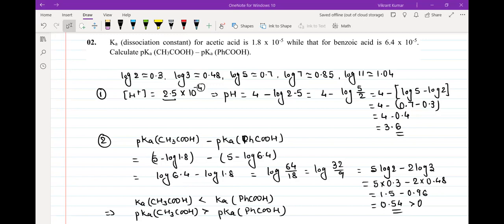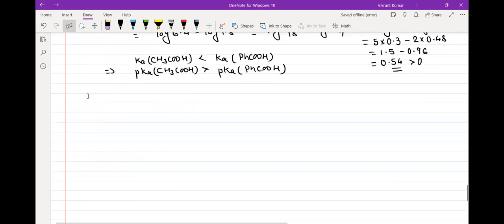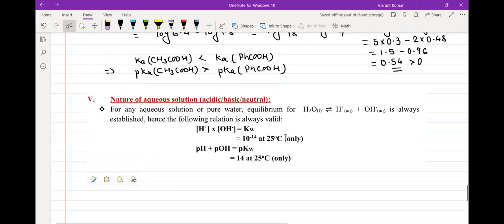But when we say a solution is acidic or basic or neutral, it means the balance of H+ and OH-. If H+ is equal to OH-, we say that it is neutral. When H+ becomes greater than OH-, we call it acidic. When OH- becomes greater than H+, we call it basic. It's a simple meaning. So if I want to know the nature of an aqueous solution, we'll compare H+ and OH-, right?